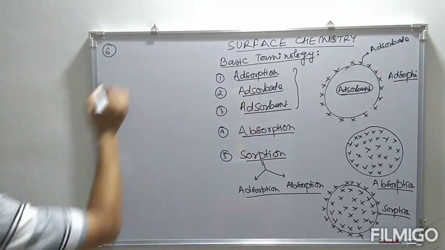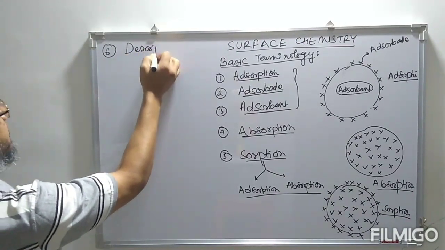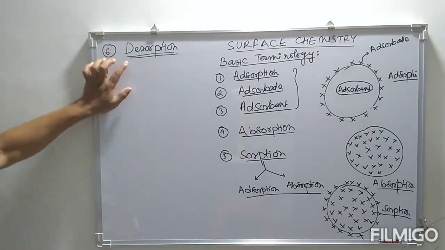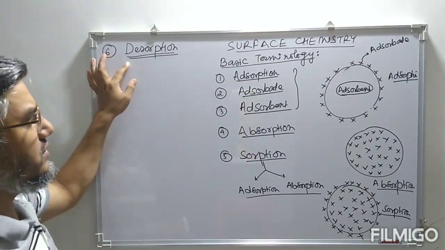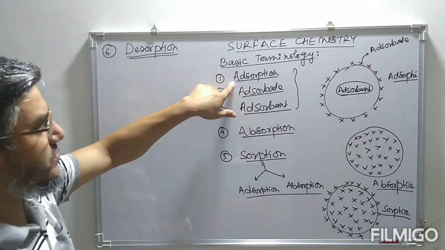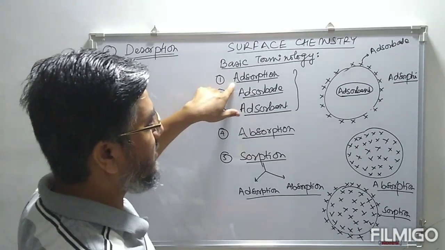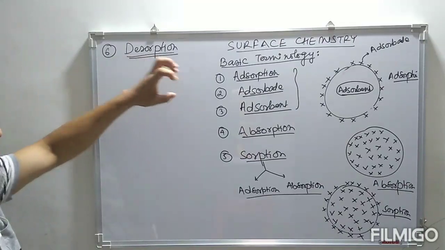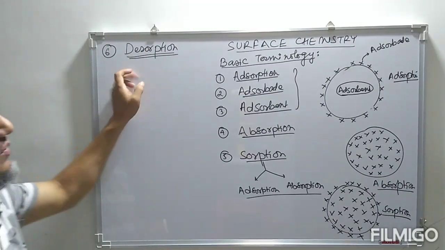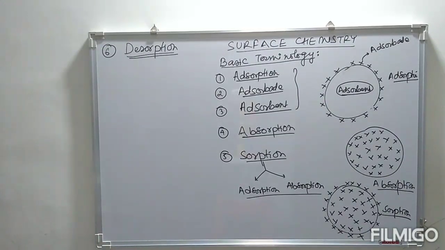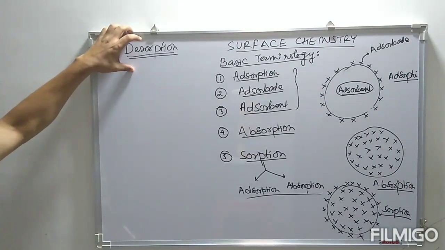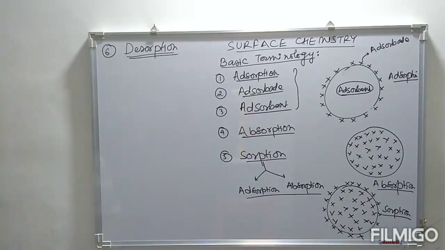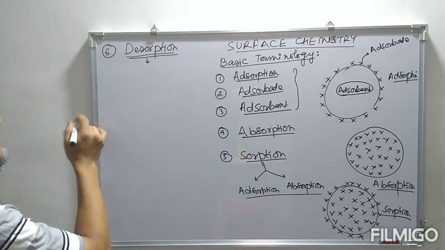Then we also have a term like desorption. So desorption is just the reverse of adsorption. Adsorption means adsorbate molecules are adsorbing on the surface of the adsorbent, whereas in case of desorption, the adsorbed molecules are removed from the surface of the adsorbent. That means the process of removal of adsorbed molecules from the surface of adsorbent is known as desorption.